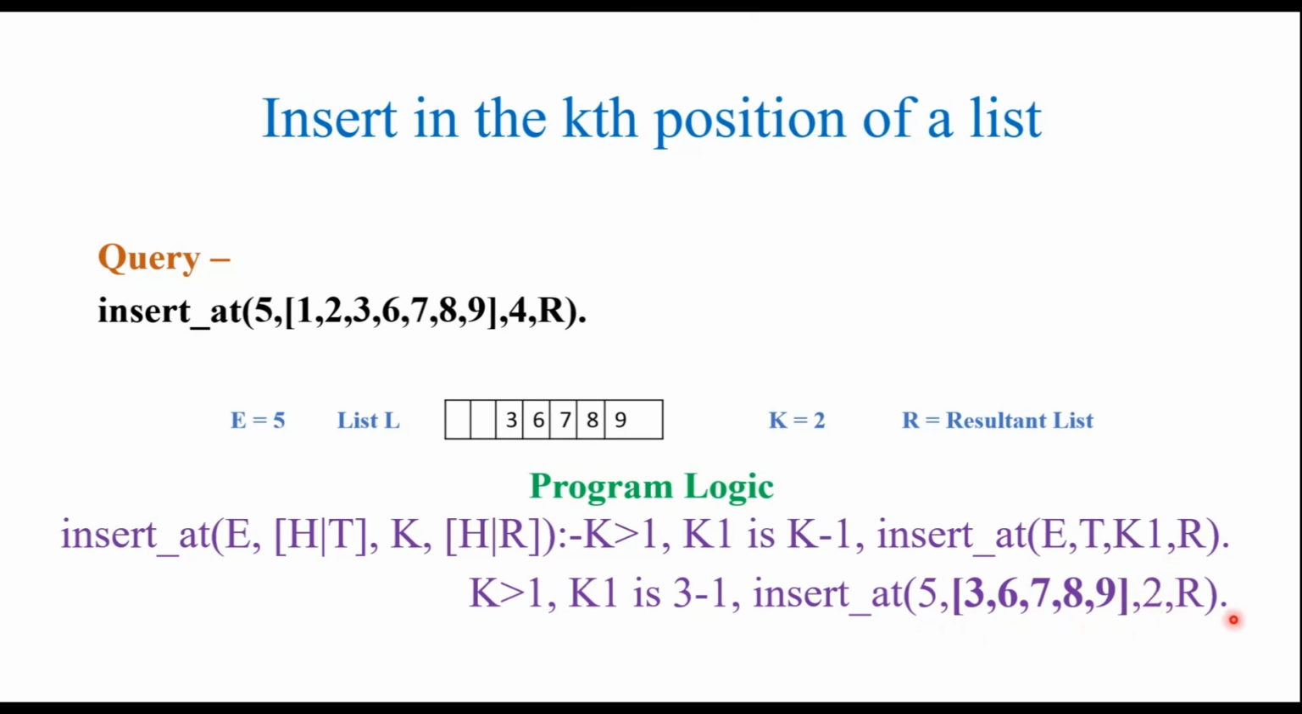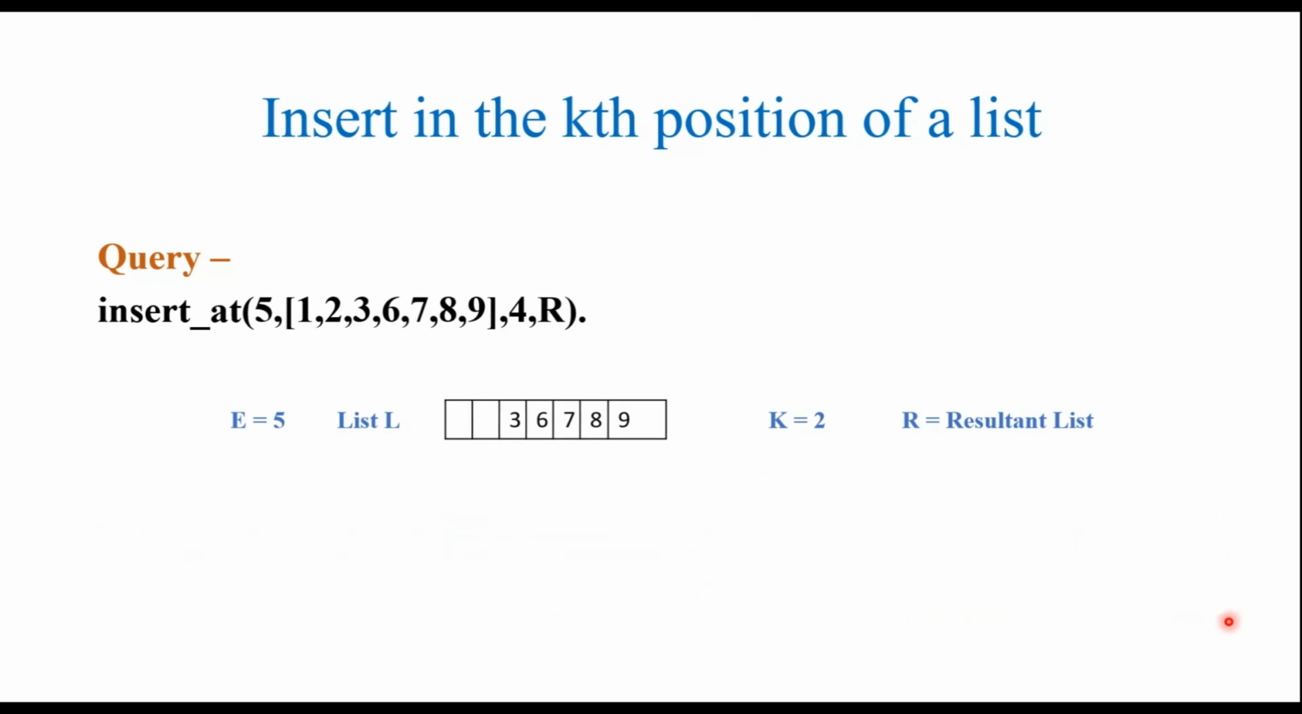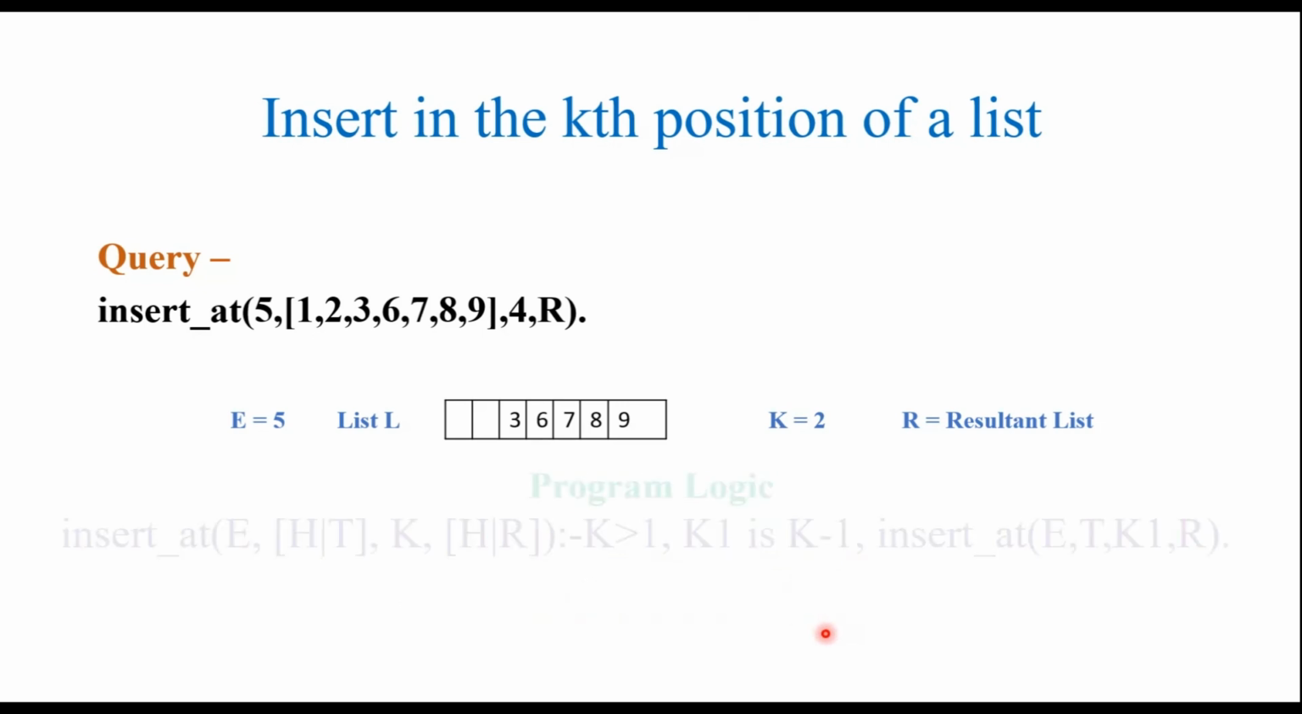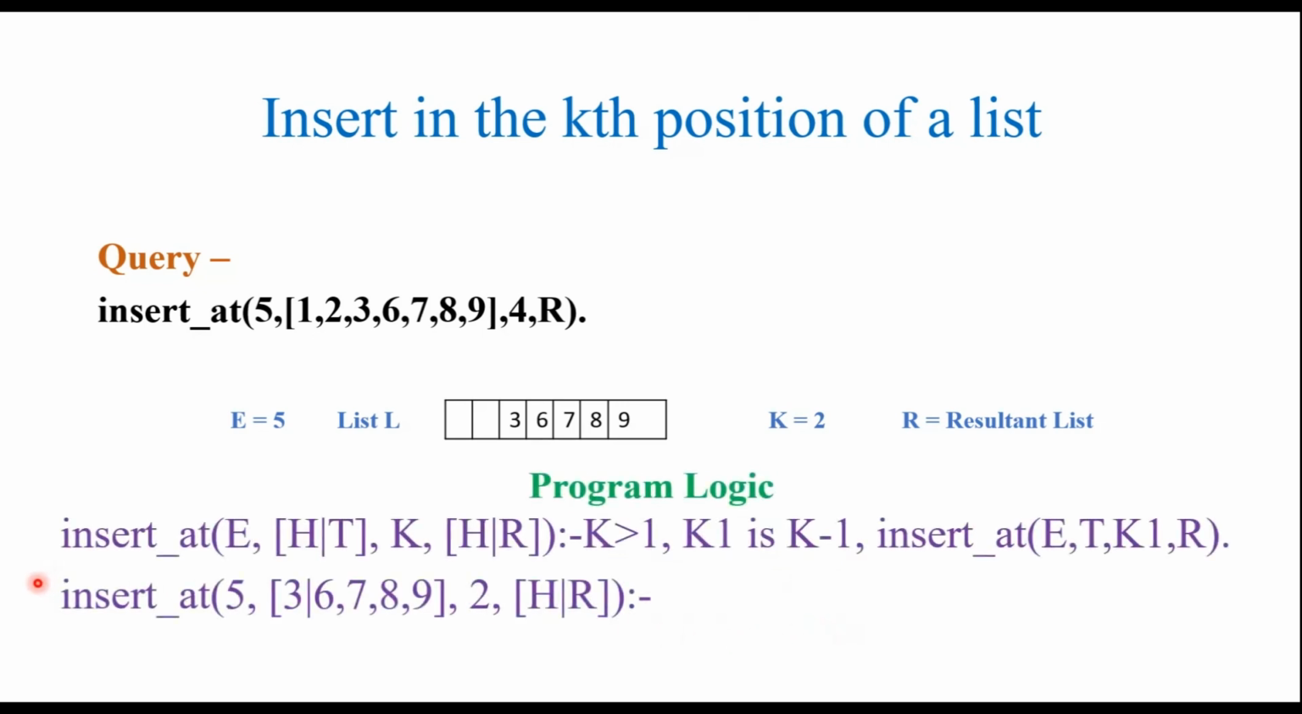Again a recursive call is being done. Then again it checks the base condition. Whenever the recursive function is called again, it starts from the beginning. So here also 1, 2 does not match, so the base condition does not get executed, and it goes to the alternate logic. Here it has 5, 3, 6, 7, 8, 9, and 3 gets divided and stored in the head part.